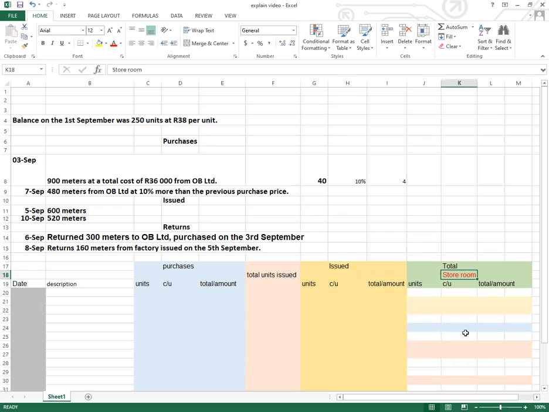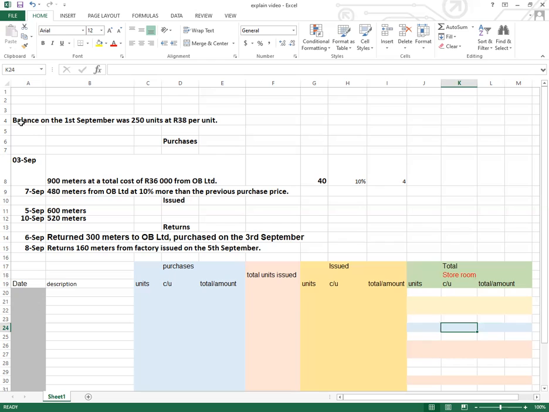Remember, the entity will purchase inventory from the supplier and then will issue inventory to the customer. From where? From the storeroom. We issue from the storeroom, we purchase inventory, and then we take inventory to where? To the storeroom. Okay, let's start.